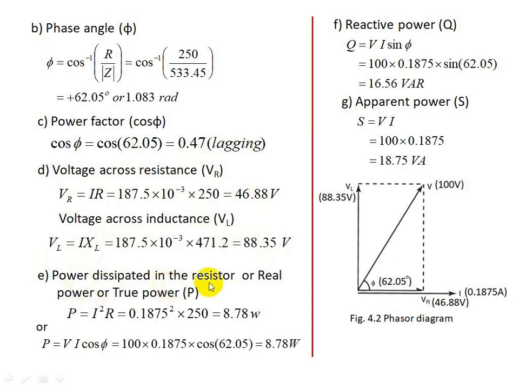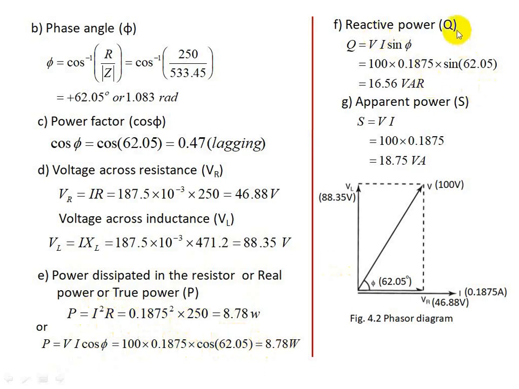Then power dissipated in the resistor, which is also called real power or true power, is denoted by capital P. Capital P is I square R. Use this formula, VI cos phi. I square R, substitute the values, you will get 8.78 watts. Or if you use this formula, substitute all the values, you will get 8.78 watts. So you can use any one of the expressions. So this is actually the power consumed in the resistance.